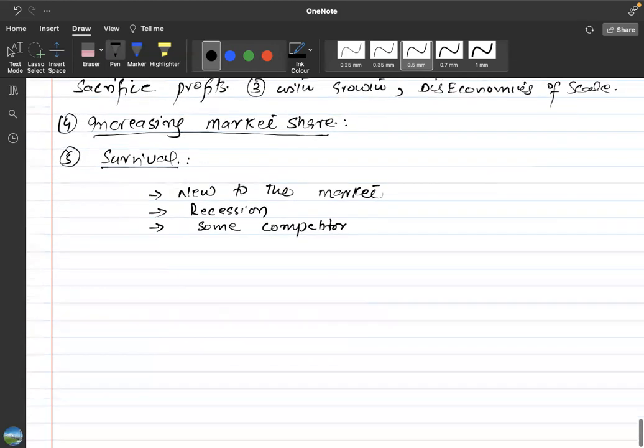Another objective that business might have is shareholders value maximization.